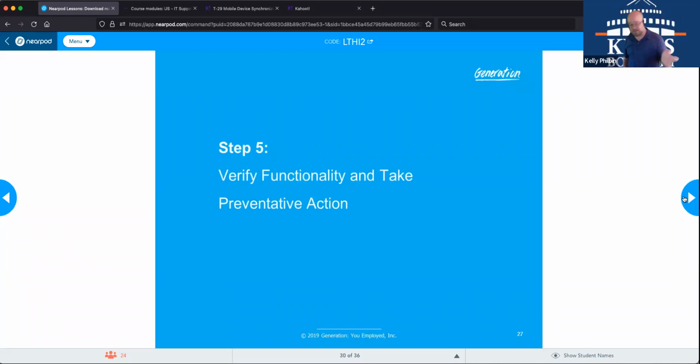Step 5 and 6, unfortunately, seem to get missed a lot, at least in my experience with IT. And that is verifying functionality, making sure that you have solved the problem. So you verify it, you see it, you verify, yes, I have corrected this.